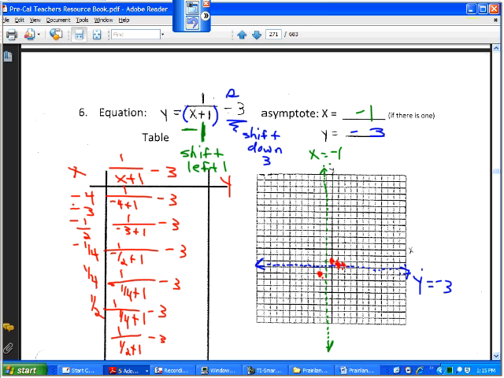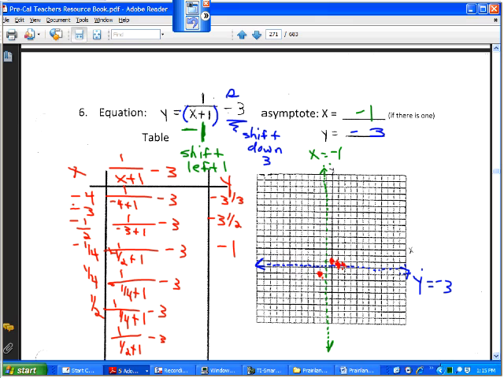So we have negative 4 plus 1 is negative 3. So we have negative 1/3 minus 3 is negative 3 and 1/3. Negative 3 plus 1 is negative 2. So we have negative 1/2 minus 3 is negative 3 and 1/2. We have negative 1/2 here. Negative 1/2 plus 1 is 1/2. 1 divided by half is 2, and 2 minus 3 is negative 1.